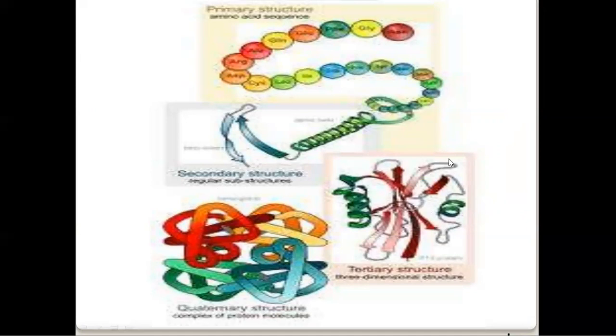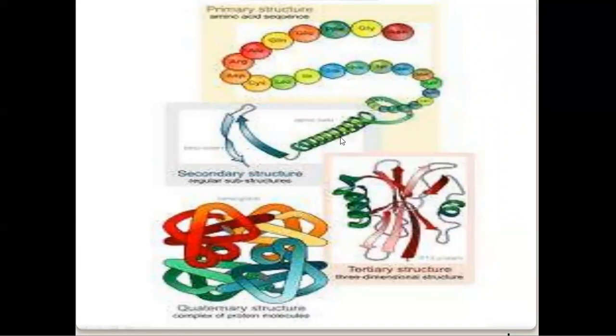So these are the structures of proteins. This is the primary structure, which has the amino acid sequence in linear nature. This is the secondary structure, which has a coiling nature. This is the alpha helix coil, and this is the beta pleated sheet. These come under secondary structures.